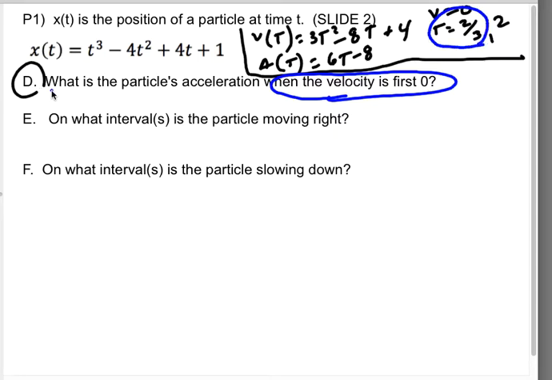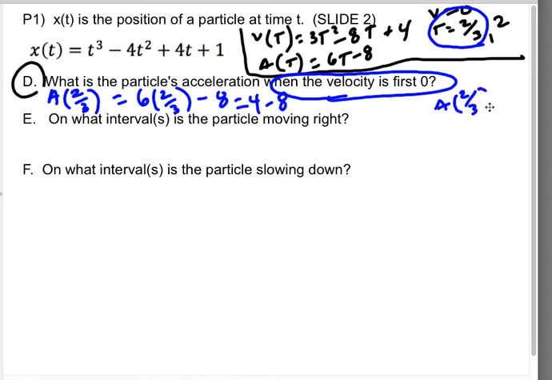So what this question is asking you is, what is a of 2/3? You have to spot that that's what it's asking. So that's going to be a 6 times 2/3 minus 8. Well, that seems to be a 4 minus 8. Sorry, I missed an equal sign in the middle. So my answer is that a of 2/3 is negative 4. Again, there were no units in this problem. Don't invent units. So that's my answer to D.